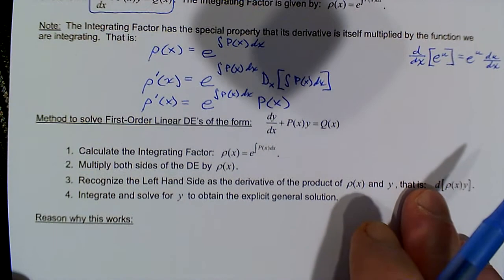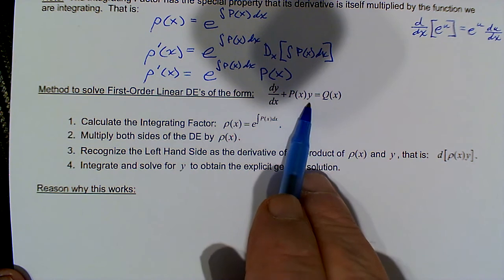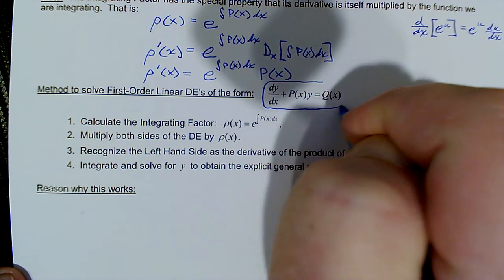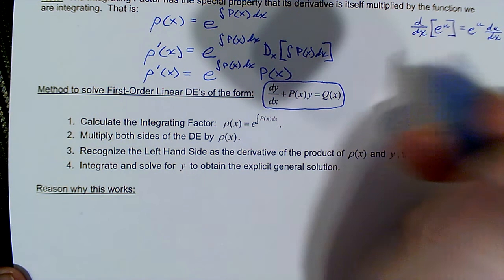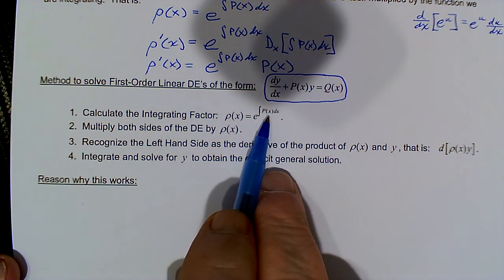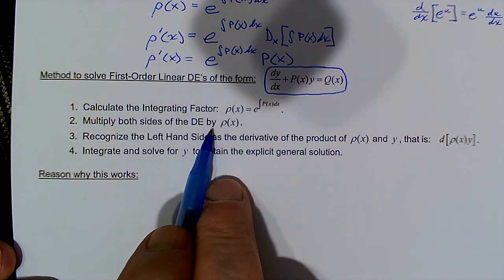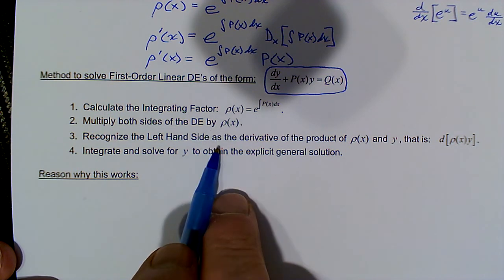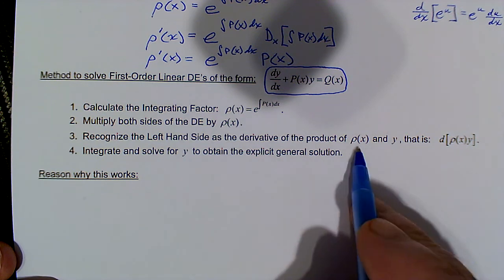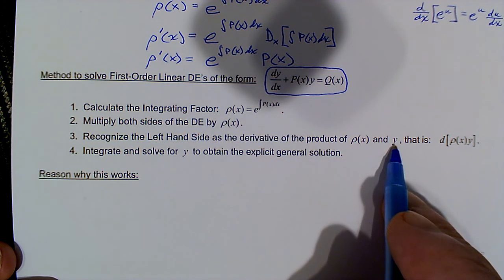So here's a little cookbook recipe, a method to solve differential equations of this type. Again, this is our standard form. Have to make sure it's in that standard form before we do anything. First, just find the integrating factor, and then multiply both sides of the differential equation by it. And the left-hand side will always be the derivative of the product of that integrating factor and the function y.